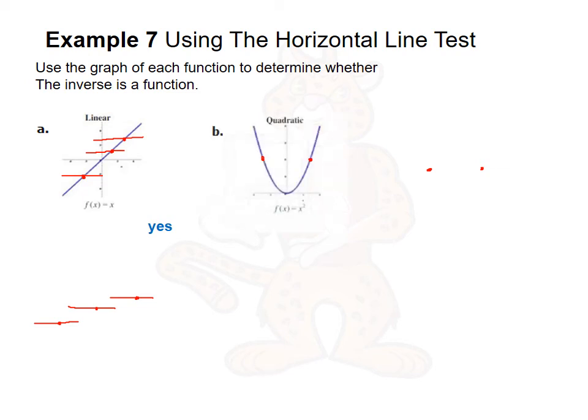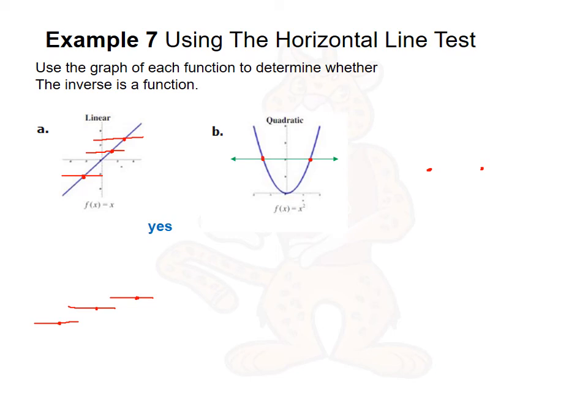Let's see a second example. In this second example, we have this quadratic function, and what we need to test again is whether I can find a line that intersects my graph in more than one point. If I find at least one line that intersects the graph in more than one point, the inverse will not be a function. And see what happens. Here I have this line that intersects this curve in two points.